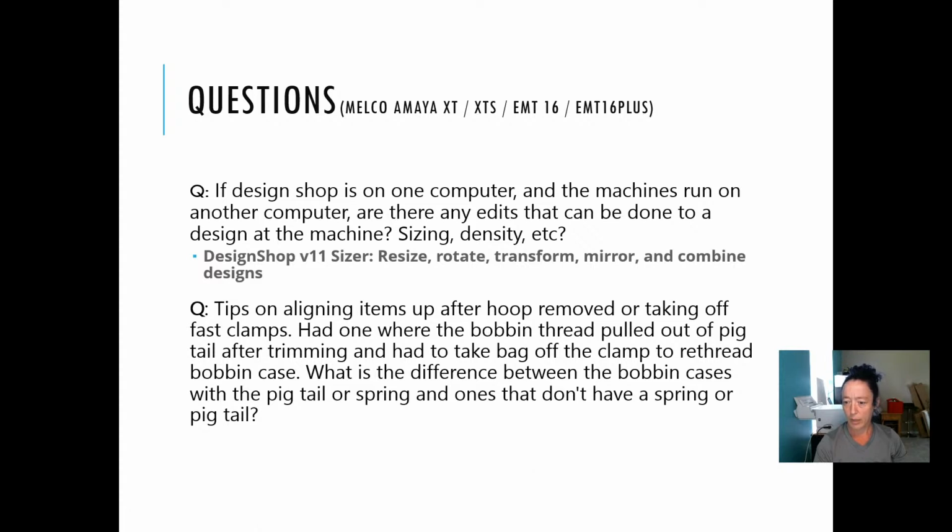Let's see. The other question you had, what is the difference between the bobbin cases with a pigtail or spring and the ones that don't have a spring or pigtail? All right, so I assume you're talking about the spring that's inside the bobbin case. That's an anti-backlash spring. It puts pressure against the bobbin. So if the bobbin gets pulled, it doesn't sit there and spin uncontrollably in there, leaving a pile of thread. Okay, so that's backlash. It's helping stop that spin.